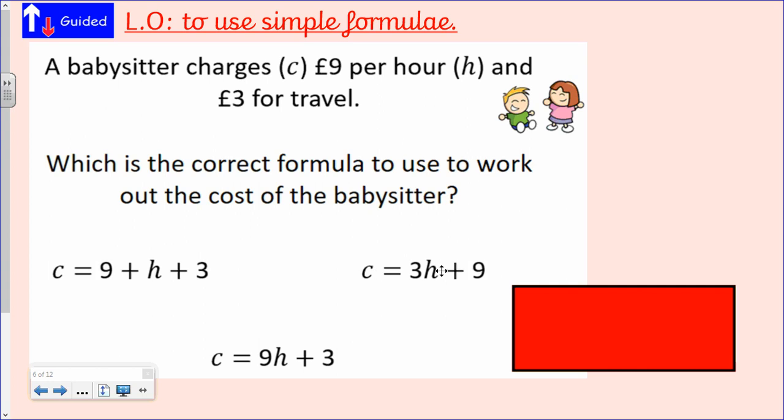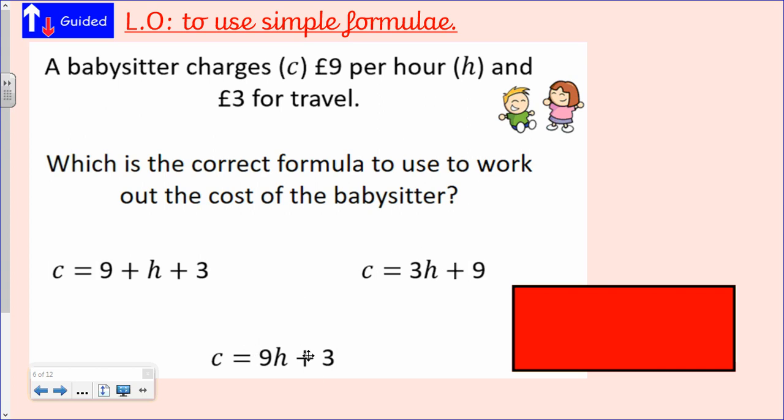C equals 3H add 9. Well, the 3 came from adding on 3 extra pounds. If we do 3H, we're saying she's only getting paid £3 an hour. So it's not that one. So logically then it's got to be this one.